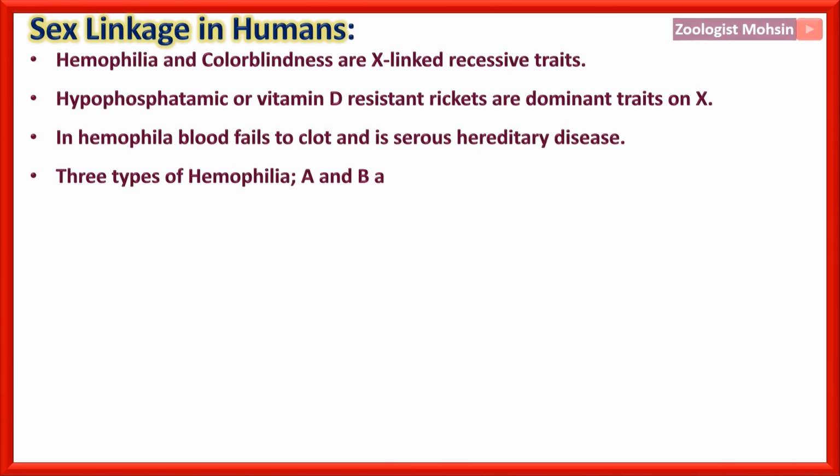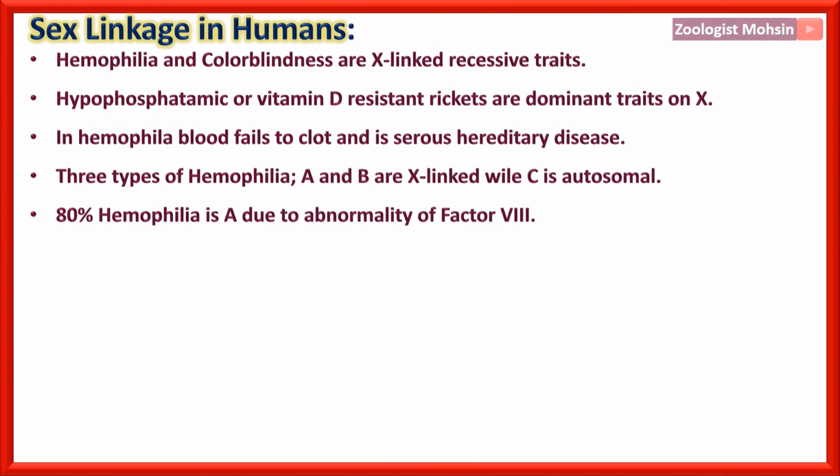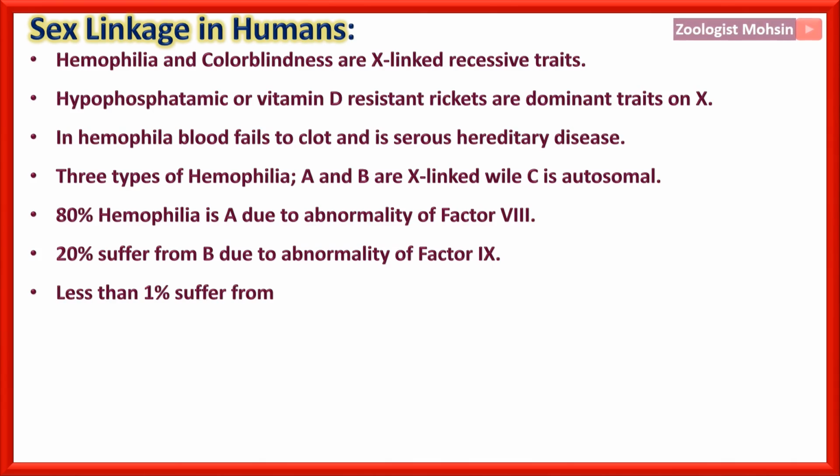There are 3 types of hemophilia. A and B are X-linked, while C is autosomal. Please remember that this distinction is very important, and I have seen this in the past paper about C. 80% of hemophilia is A, due to abnormality of factor 8. 20% suffer from B, due to abnormality of factor 9. Less than 1% suffer from C, due to reduction in factor 11.